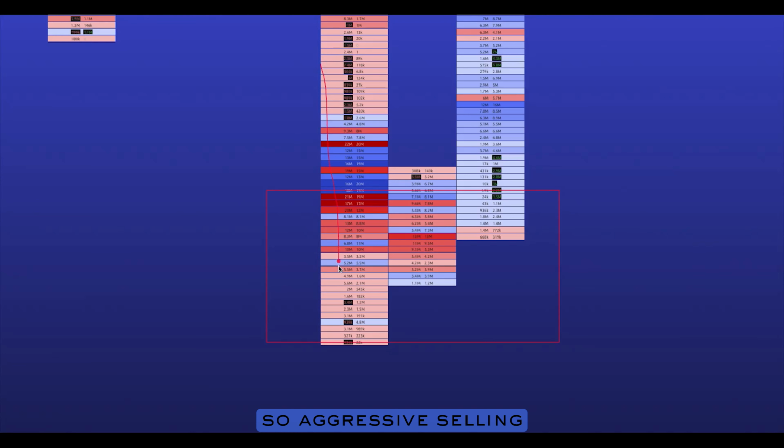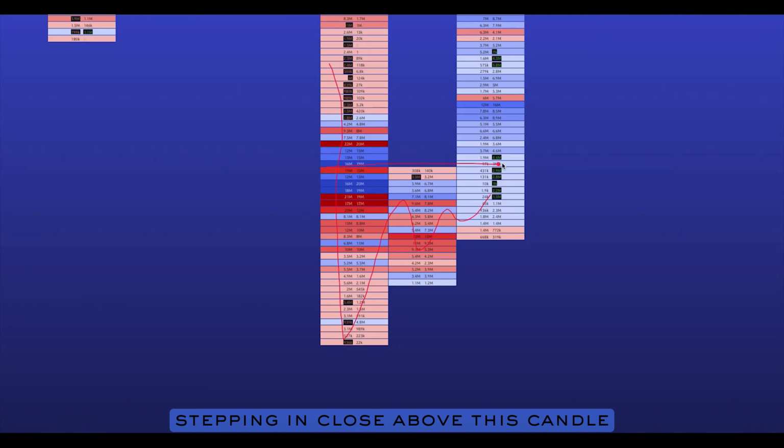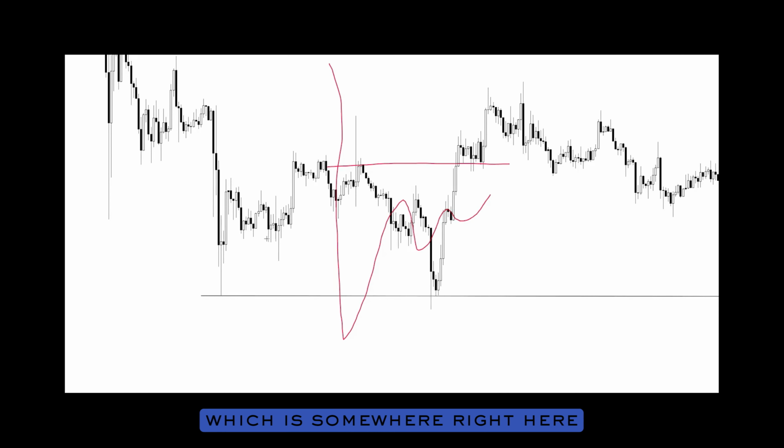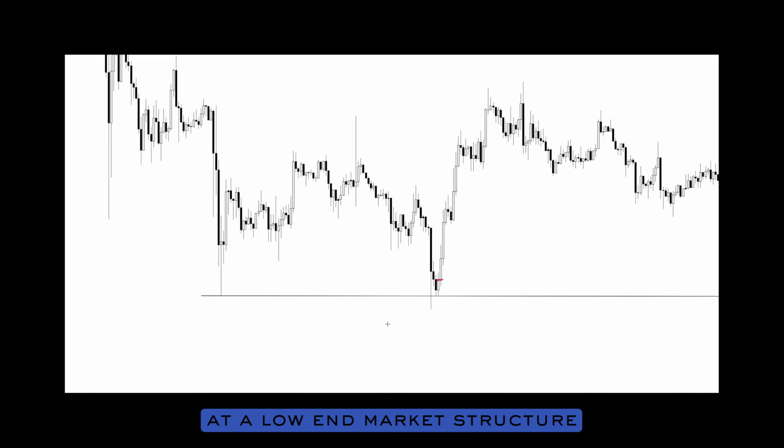So aggressive selling. You can see that the imbalances are down here, the volume begins to taper off, and then we have a little bit more buying action coming. So still aggressive selling, but finally, what do we have on that confirmation candle through? If you just visualize this, we came down, aggressively sold, still some aggressive selling, but now we have aggressive buyers stepping in. So aggressive buyers stepping in, close above this candle, which is somewhere right here. Close above this level, and you know the fireworks are lit. So this is a good example of a swing failure pattern at a low in market structure.